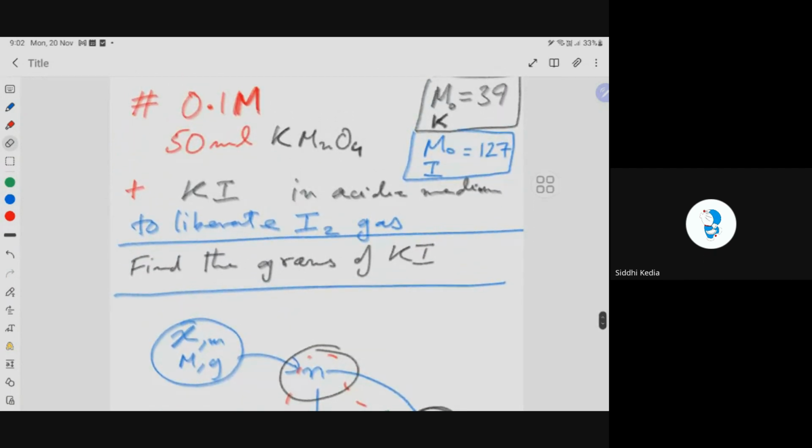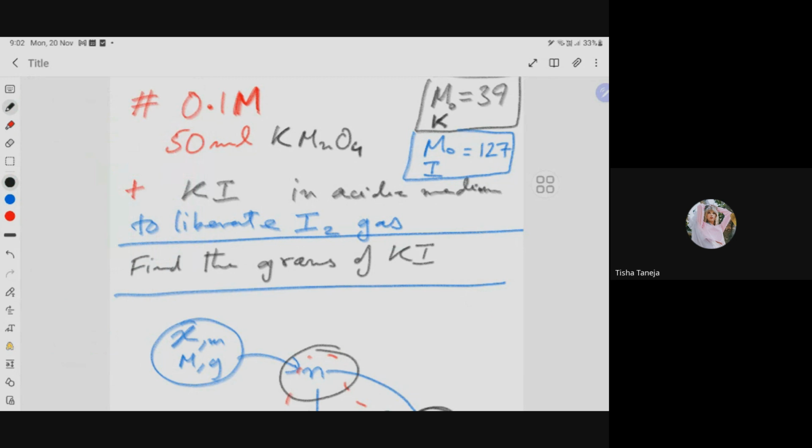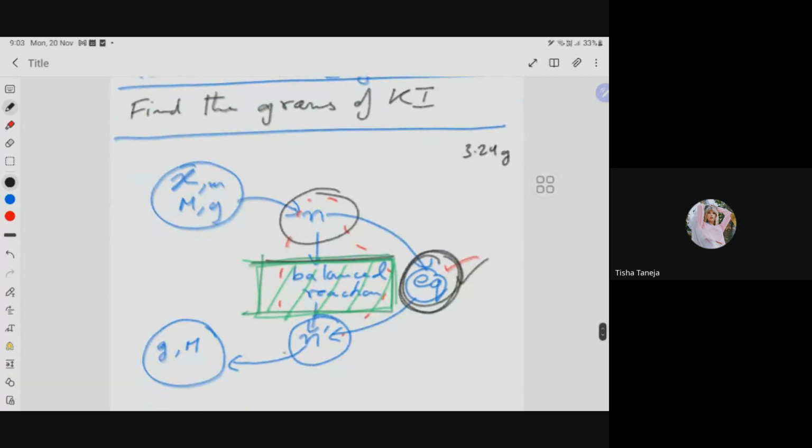Sir, is it 3.24? 3.2, actually, I have not calculated. Good, I've got an answer. I'm so happy. Who are you, lady? Siddhi. Yeah, sir, same. 3.24 grams, okay, Siddhi. And who else? Tisha. You are Tisha? TCIS wala Tisha? Okay. Okay, guys, let's do it.